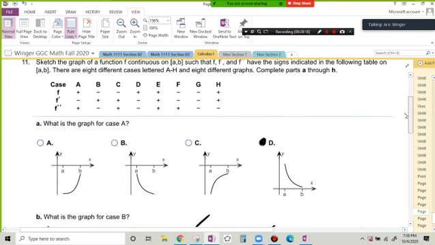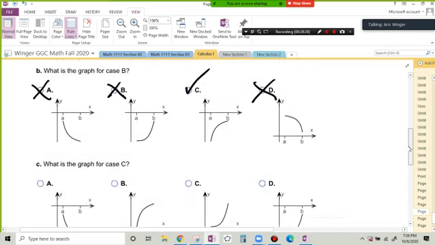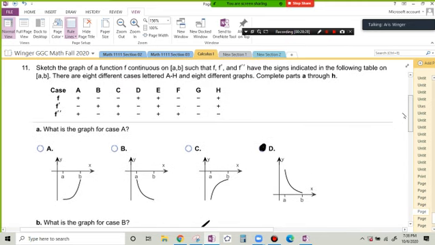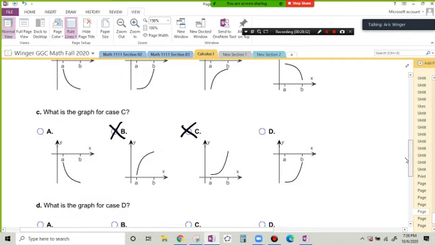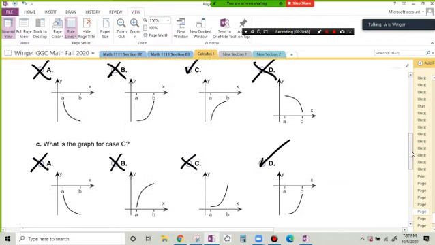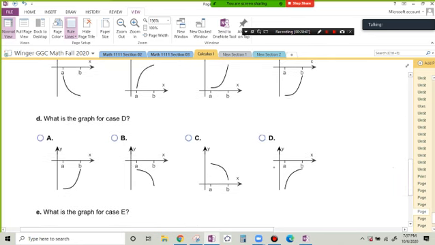C, negative, positive, positive. Function's negative the whole time. Is it going up or down? C, F prime is positive and it's concave up. Increasing, concave up. D, positive the whole time. They're being bad with their positive the whole time, decreasing, concave down.